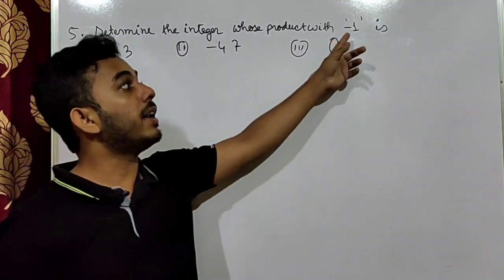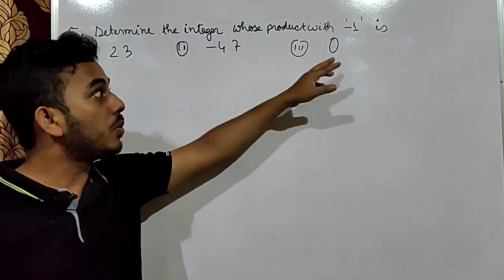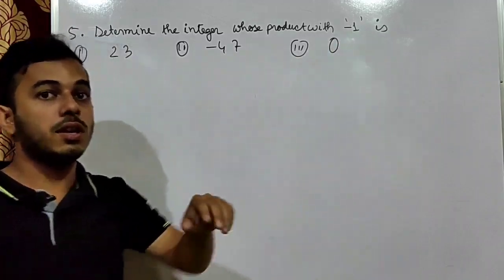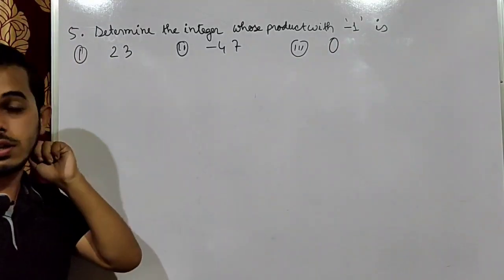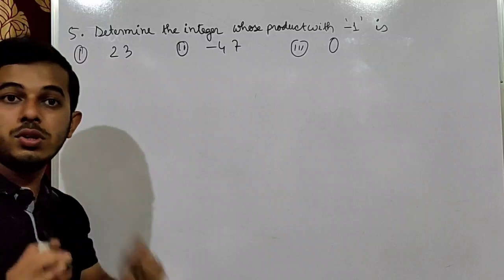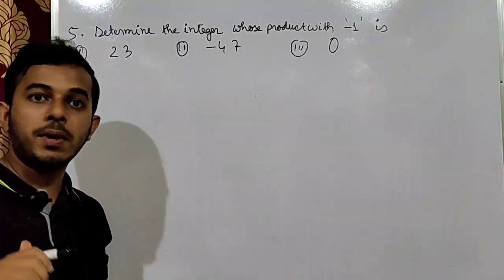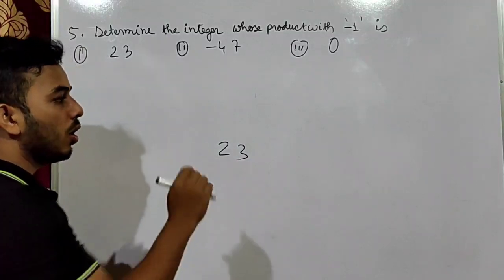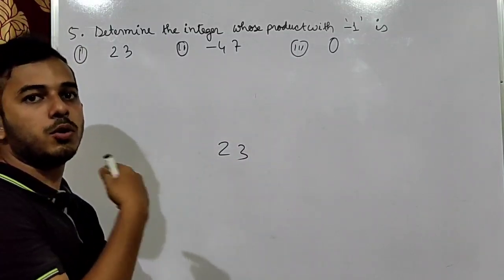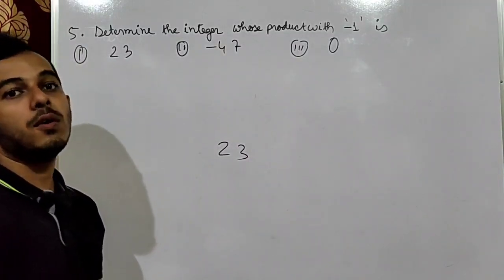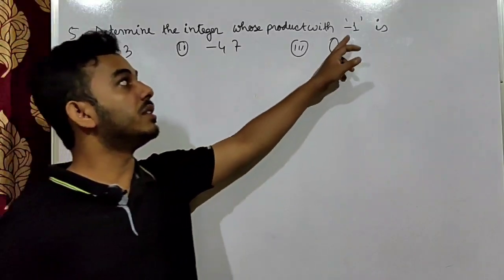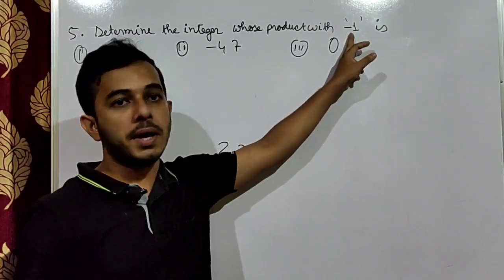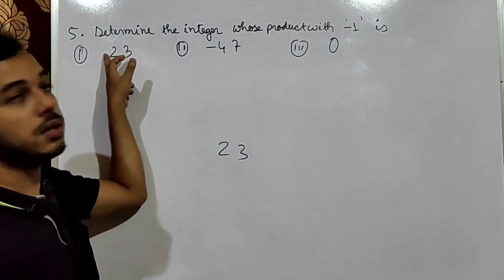Here in the question it is said that it is -1 and the result is what? 23. Now we already know which number that is, the number is 23. Okay, now we have to think whether it will be positive 23 or negative 23. For this we have to see this sign. Here this sign is what? Minus, but here this sign is plus.